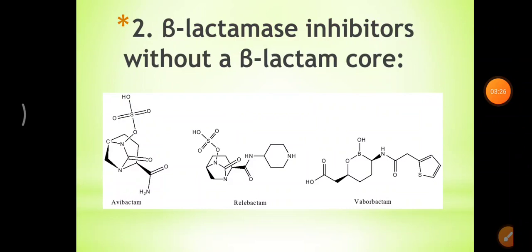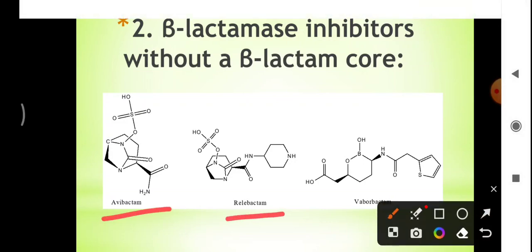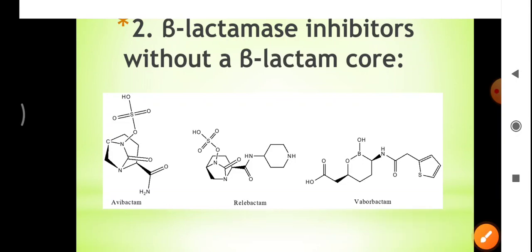Another class of drugs is those that do not contain a beta-lactam ring in their structure. For example, avibactam, relebactam and vaborbactam. All of them act by the acylation of the active site of the enzyme to inhibit the enzymatic activity.